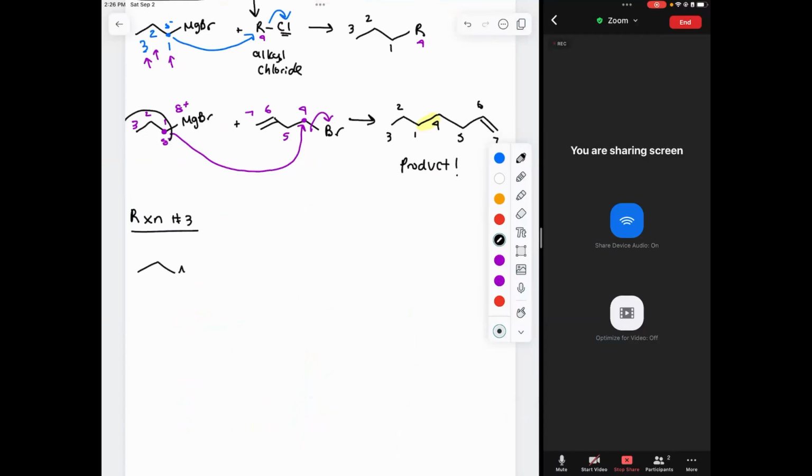You're going to be reacting a Grignard. Let me change up my Grignard now. You're going to be reacting your Grignard with an epoxide. Okay. This is an epoxide. And how do I know it's an epoxide?